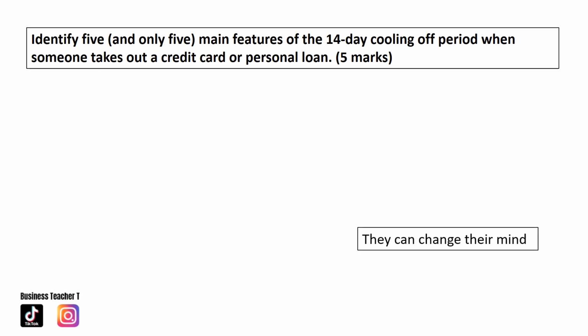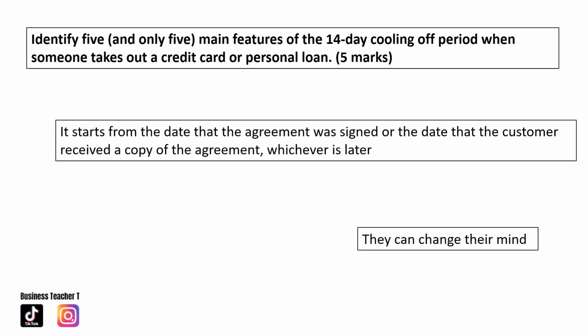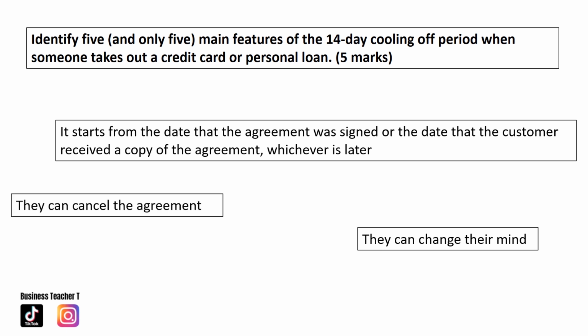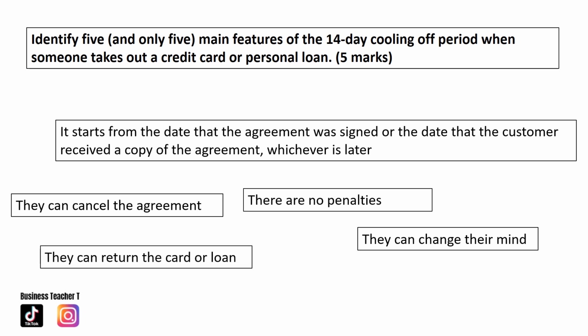They may change their mind. It starts from the date that the agreement was signed or the date that the customer received a copy of the agreement, whichever is later. They can cancel the agreement. There are no penalties. And they can return the card or loan. They will accept any other appropriate response too.